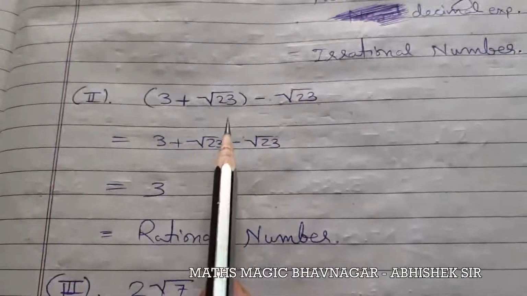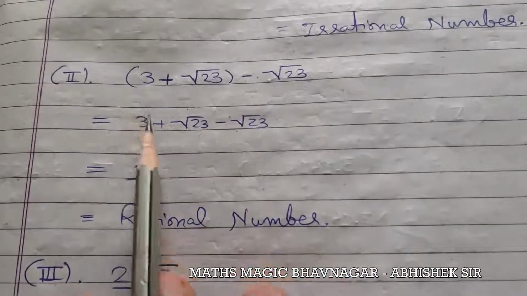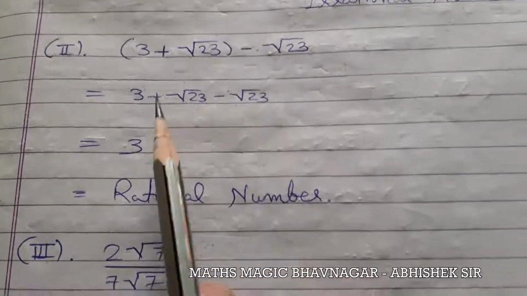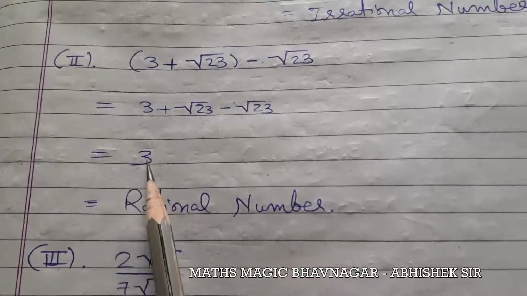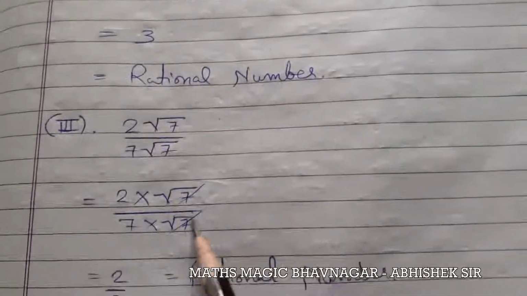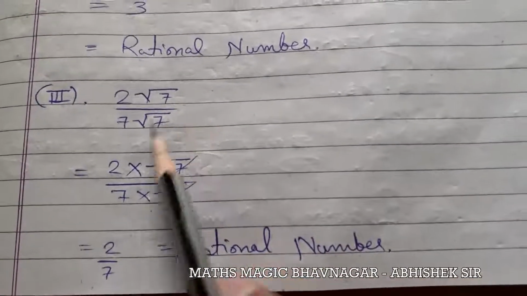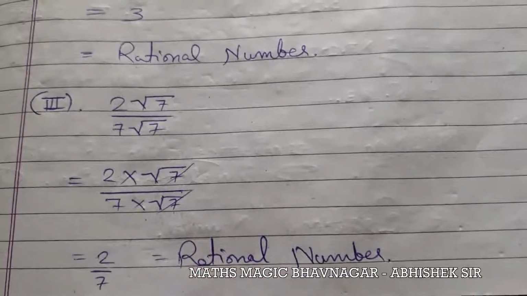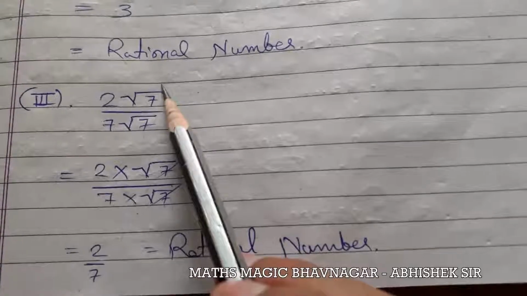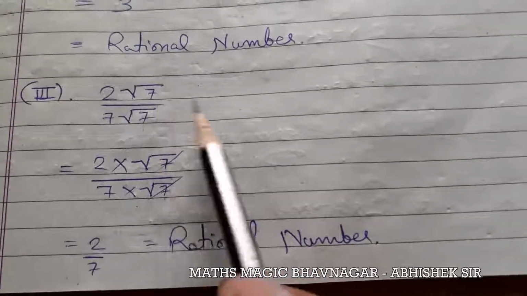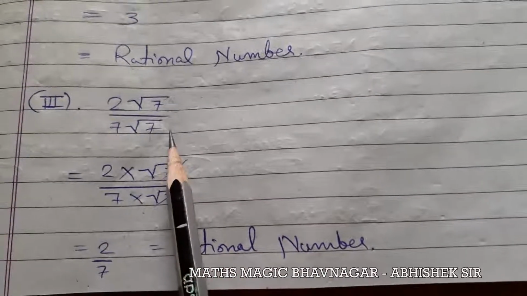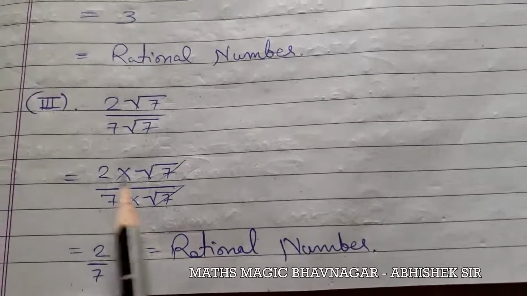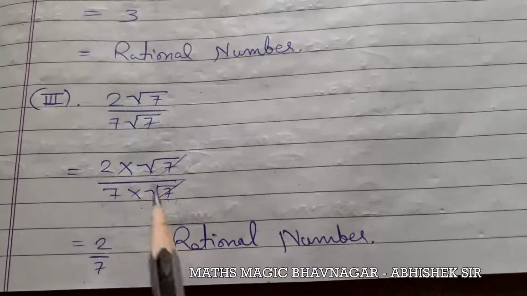Second question is 3 plus root 23 minus root 23. When we open the bracket, we will get 3 plus root 23 minus root 23. Cancelling the plus and minus terms when both are equal, we get 3 as the answer. 3 is a rational number. Sub question 3 is 2 root 7 upon 7 root 7. We can directly cancel root 7 in the numerator and denominator, since in 2 root 7, 2 and root 7 are in multiplication, and in 7 root 7, 7 and root 7 are in multiplication. So cancelling root 7 we get 2 by 7, that is a rational number.